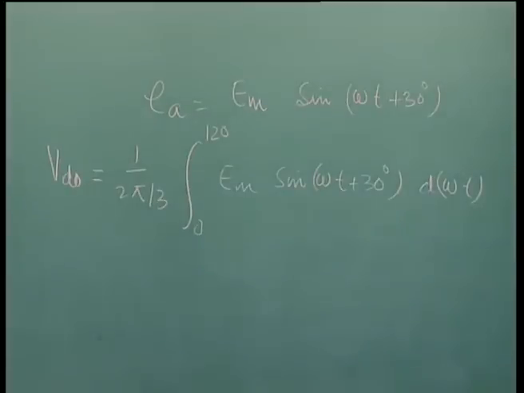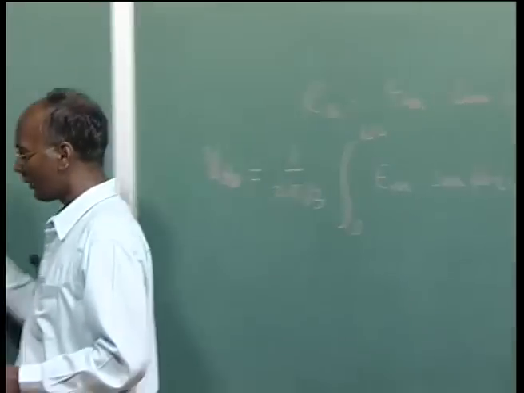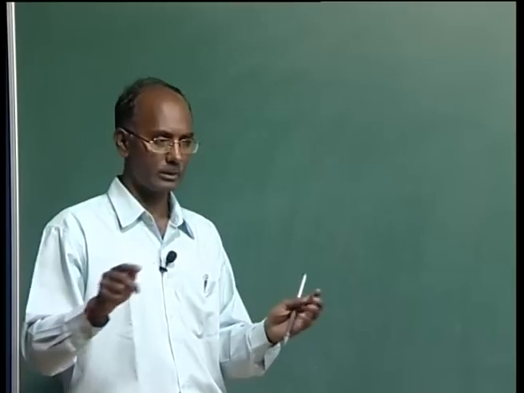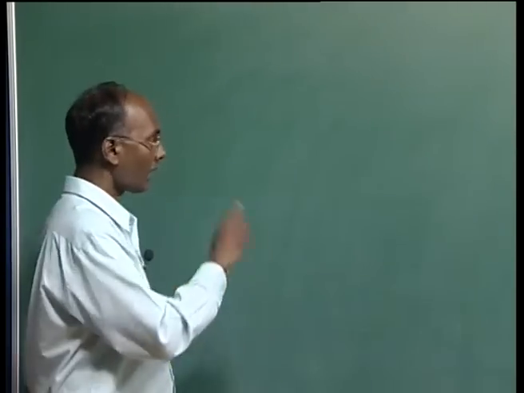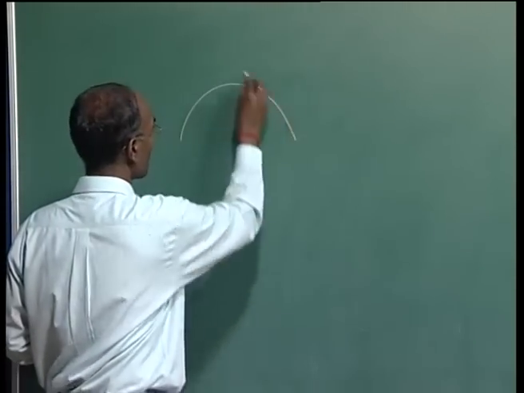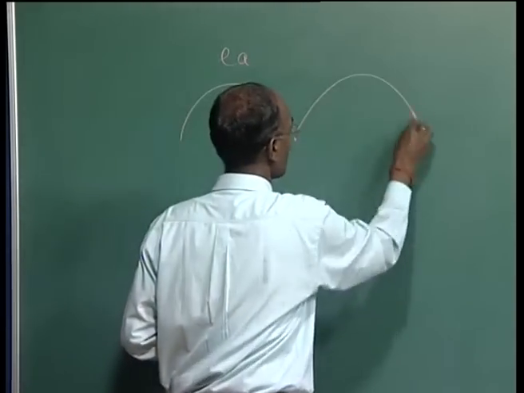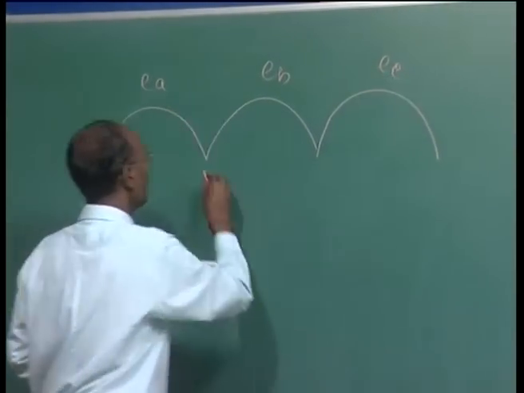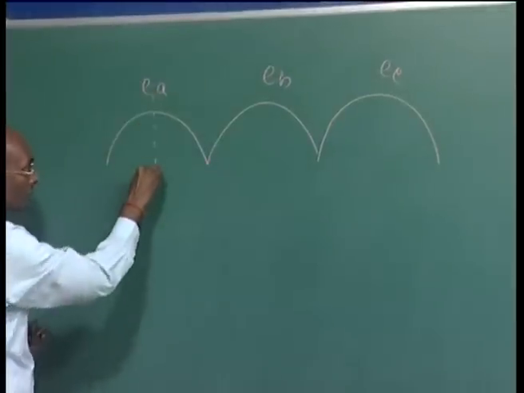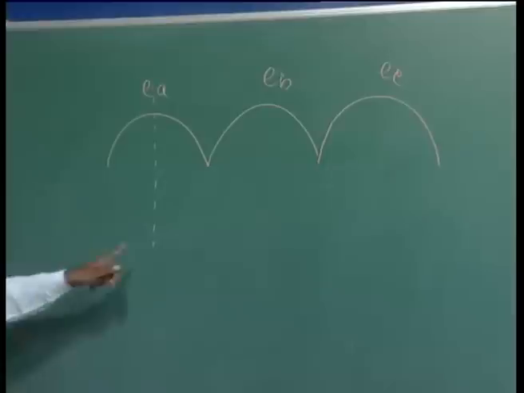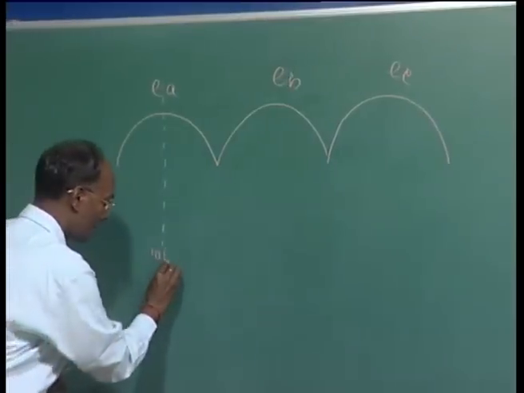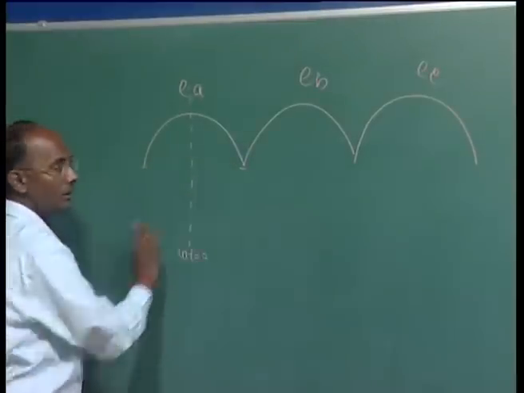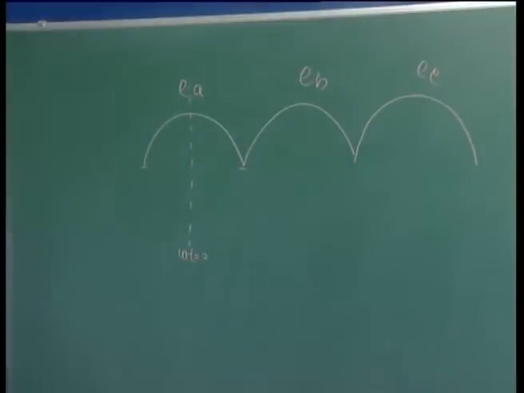Another way, and we will follow this equation because once we go for the complete converter analysis with the different modes of operation, we will always use it. Here EA is coming, then EB, and this is EC. We can write a cosine equation by taking an axis here, where omega t is equal to 0, and integrate from this point to this point, which again gives the DC output voltage.